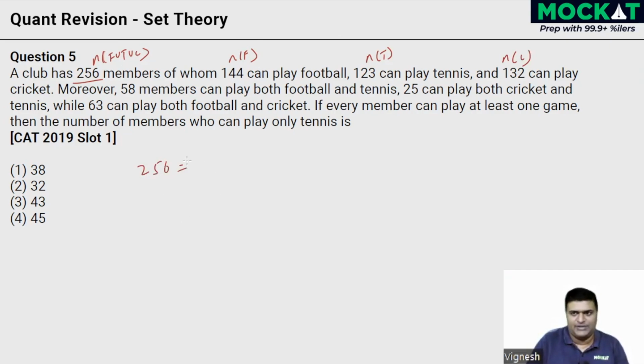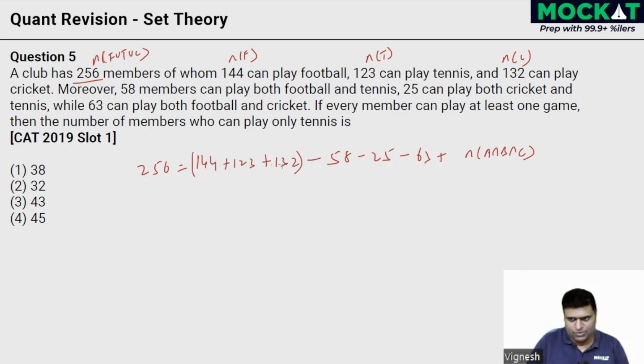Or F union T union C equals N of F 144 plus 123 plus 132 minus N of F intersection T 58 minus 25 minus 63, and then plus N of A intersection B intersection C, common to all of them, right? Here, this is one of the very few questions where you can apply the formula directly and you get the value and you can just close it out, right?